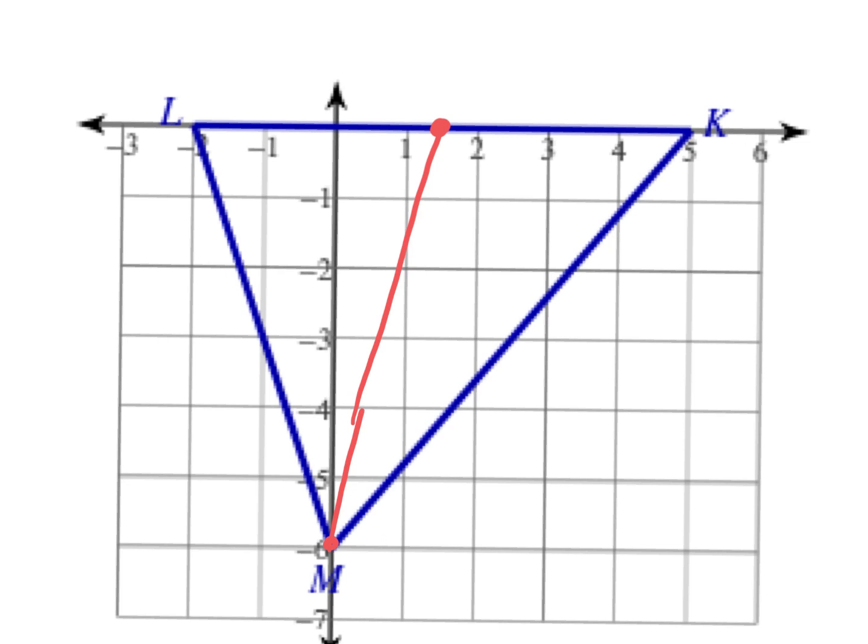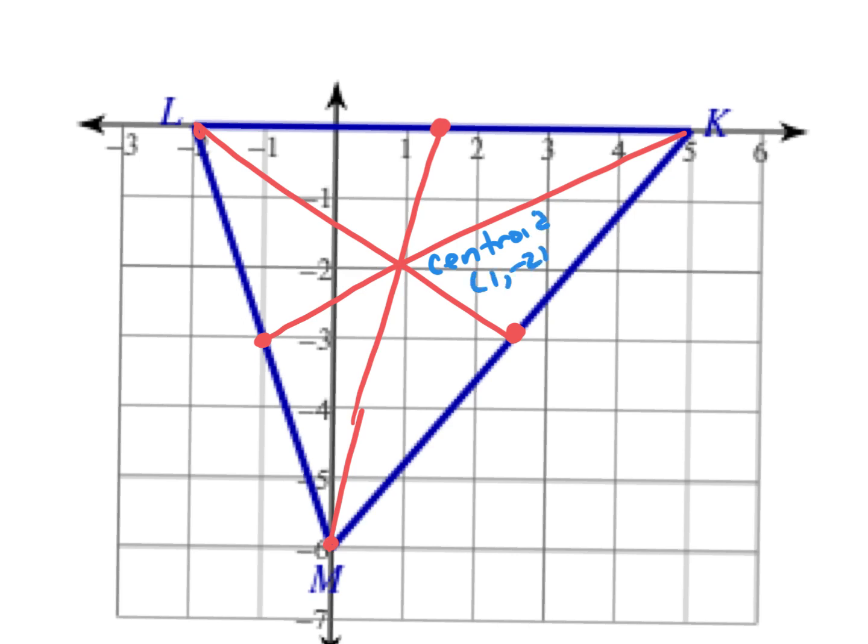If I look at the next one, looks like the middle, I don't know, somewhere around there. And there's L. So there would be my median there. And then the middle, somewhere around here, again, I'm approximating something like this, right? So there is my centroid. That appears to be at 1, negative 2. But there is my centroid point right there.